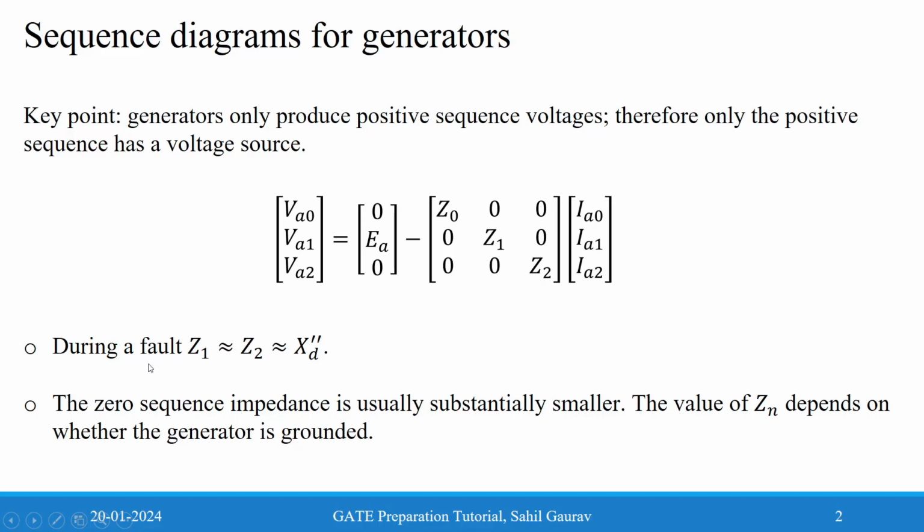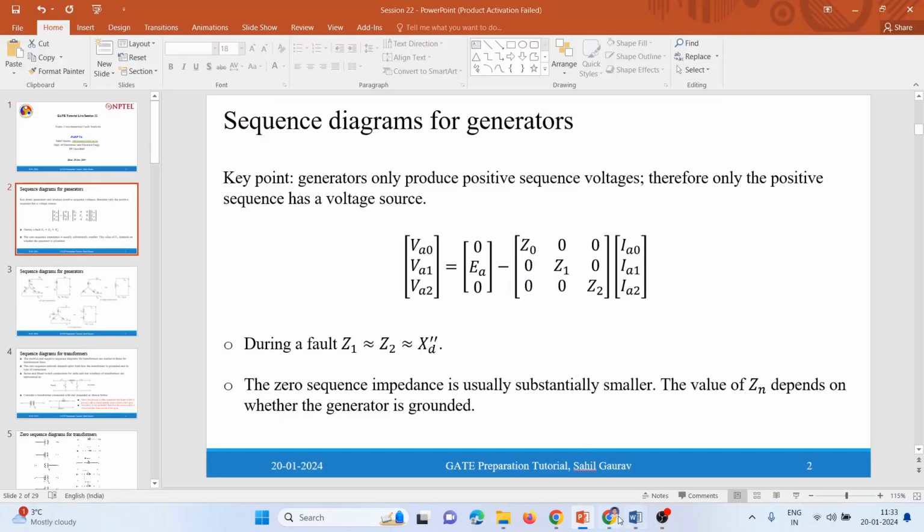You may also say that during the fault, the positive sequence impedance is approximately equal to the negative sequence impedance, and it is also equal to the subtransient reactance of the generator. The zero sequence impedance is usually very small. That's why the value represented depends on whether the generator is grounded or not.